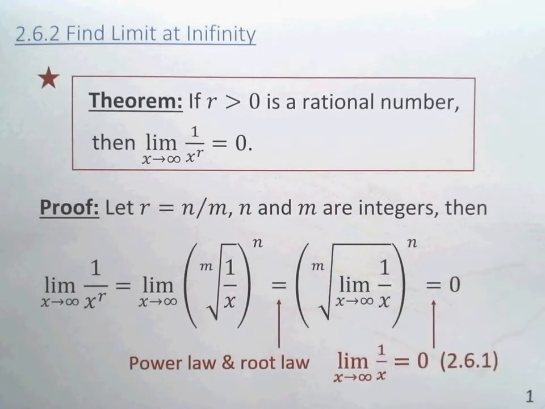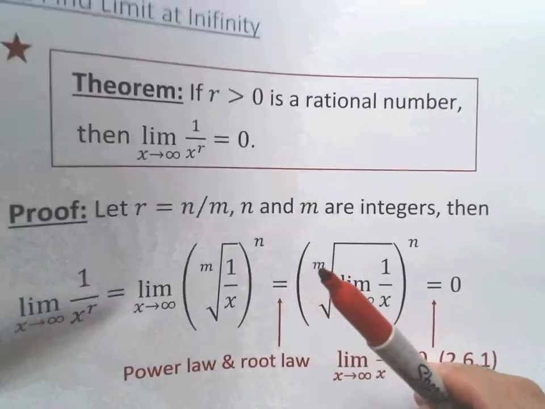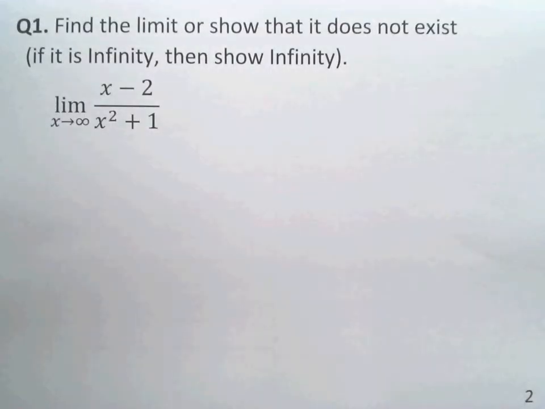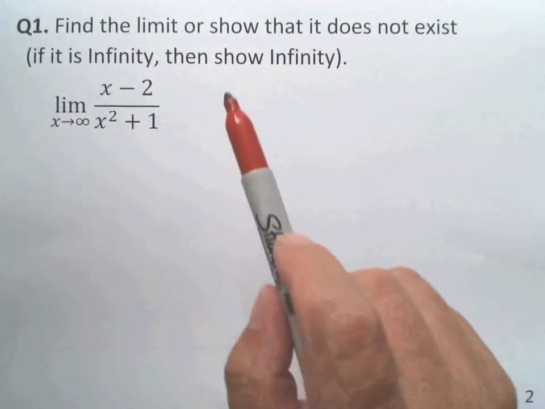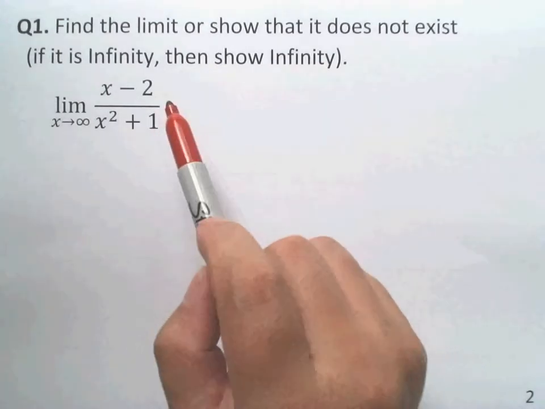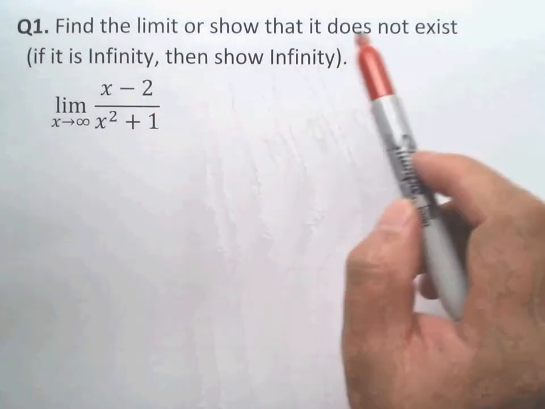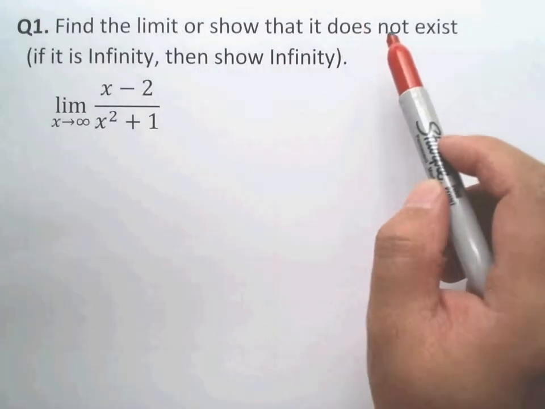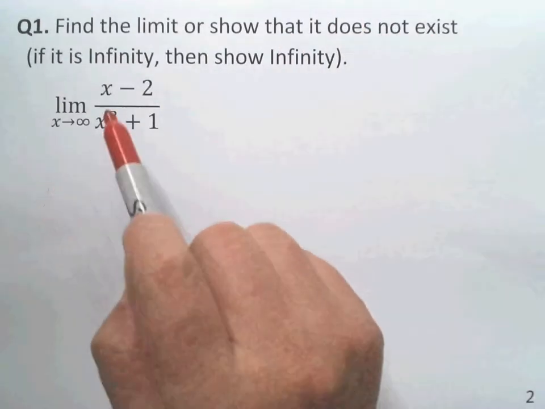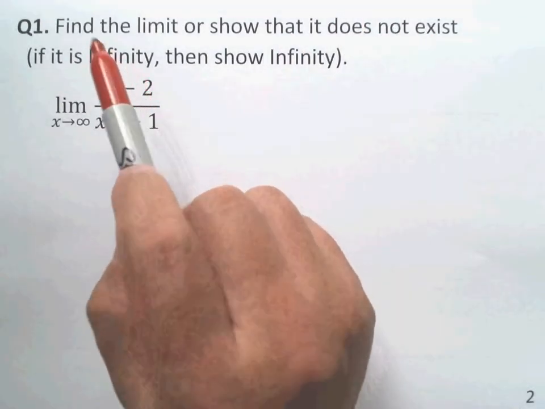Let me show you a few examples. So the first example: we need to find the limit, or if the limit does not exist, show that it does not exist, or if it does not exist but goes to infinity, then show the infinity.